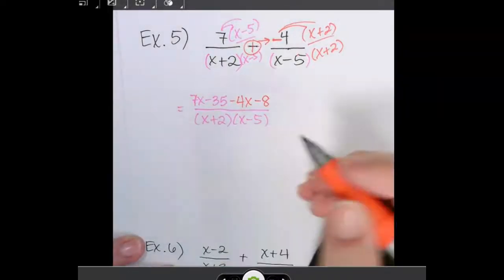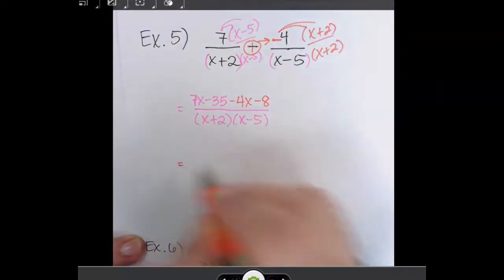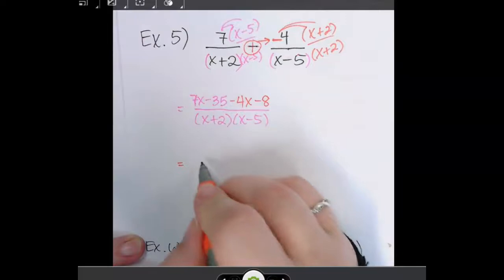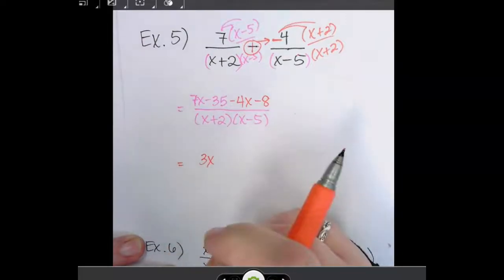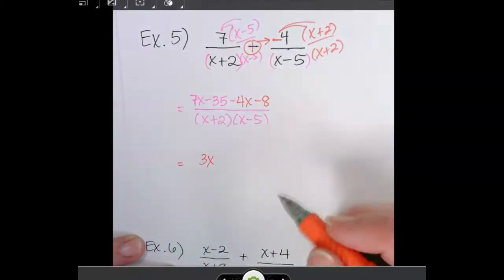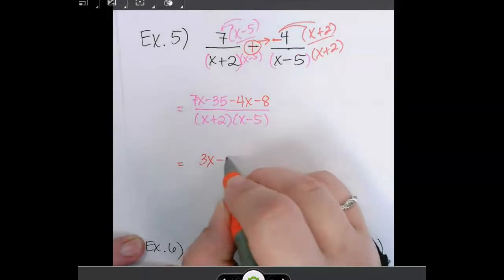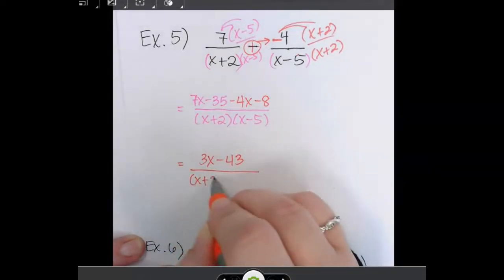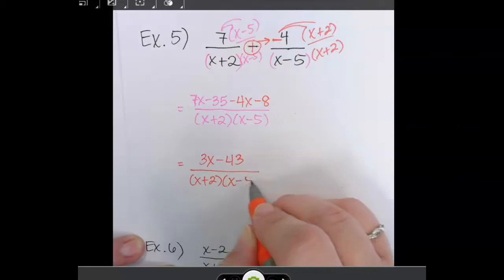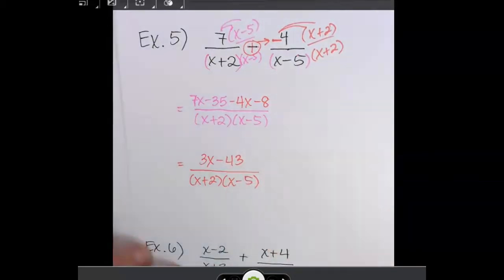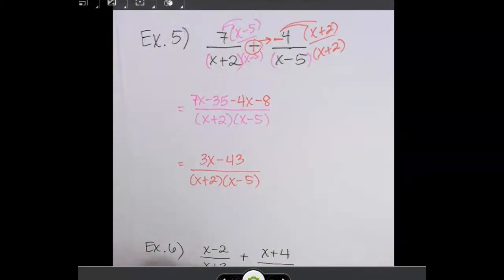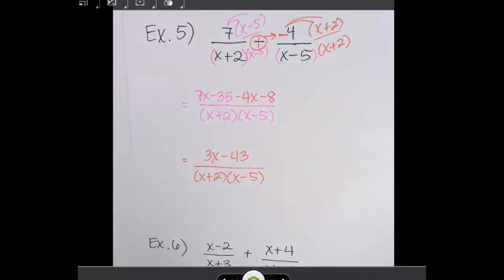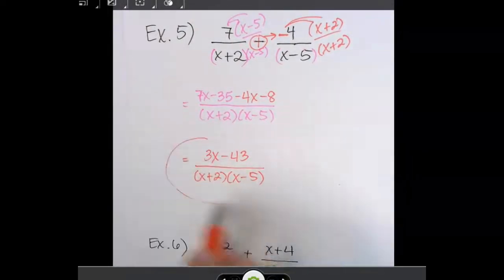So now I can combine like terms in my numerator. So 7x minus 4x would be a positive 3x. -35 minus 8, or plus -8, would be -43. And then my denominator I keep in its factored form. All right. I cannot factor 3x minus 43. There's no greatest common factor, and I see no matching factors in the numerator and denominator, so that would be my final answer there.